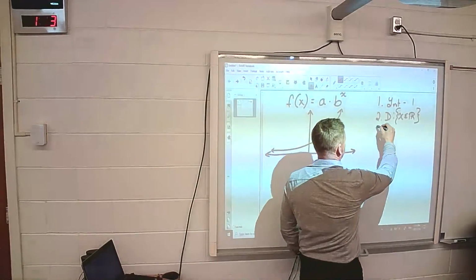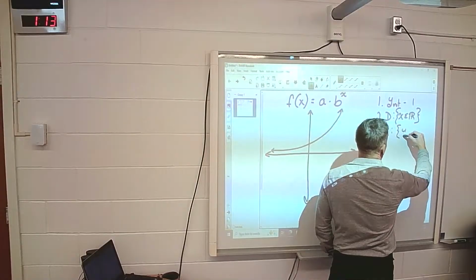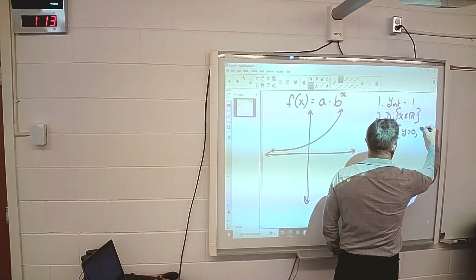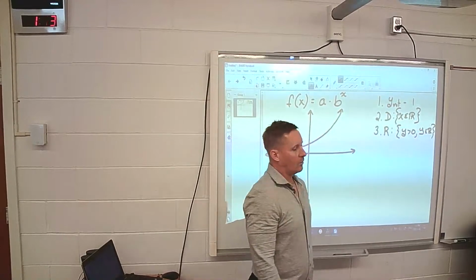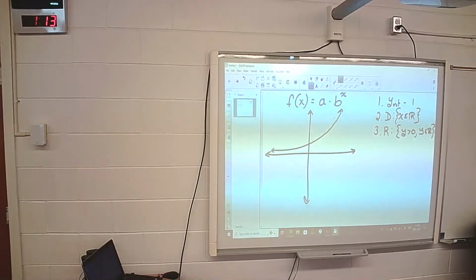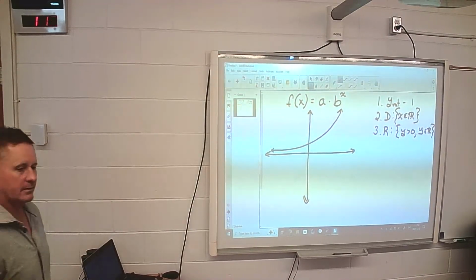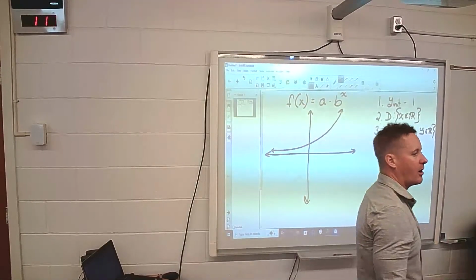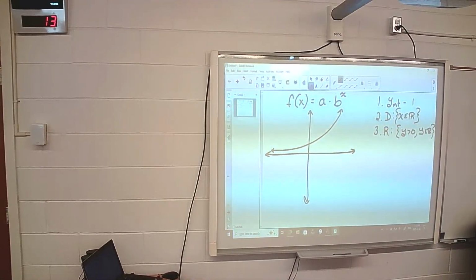Number 3, the range. Y is greater than 0. Y is an element of all reals. So Y is greater than 0. Some would say that might be redundant, that we don't have to put the Y as an element of R in, but I suggest you put it in. Okay, it's not necessary, but I would put it in.